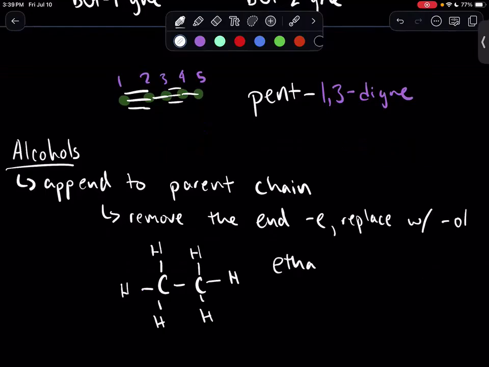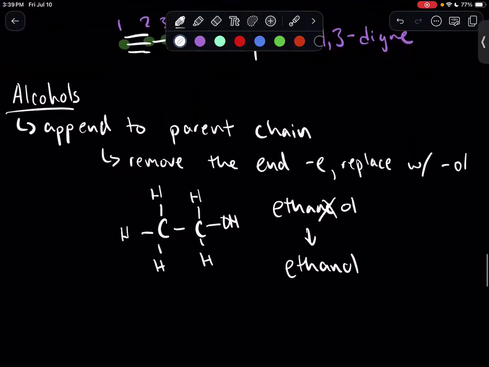So normally this would be ethane, but we scratch that last E, just get it out of there, and we put an -ol, and this becomes ethanol. This is ethanol once we add the OH. So once we've added that alcohol, we are creating ethanol.